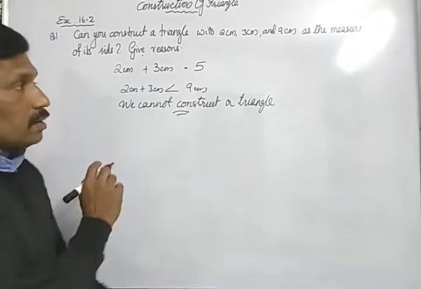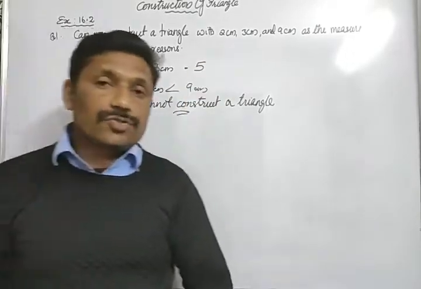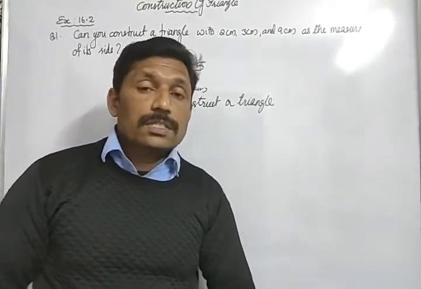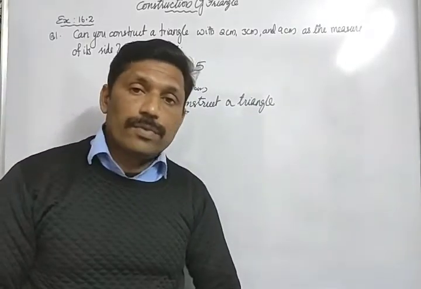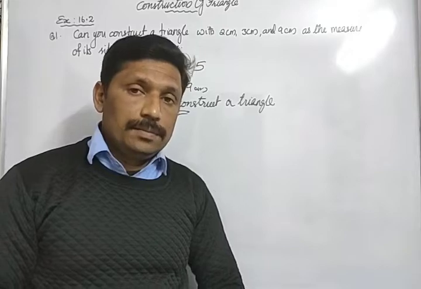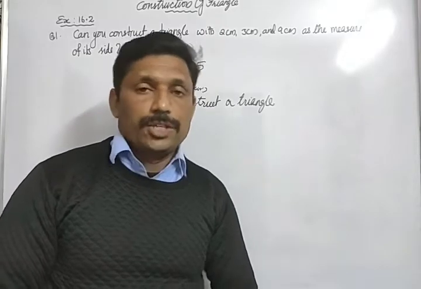So this is the answer. With this given measurement we cannot construct a triangle because the sum of these two sides is not greater than the third side. Therefore we cannot construct a triangle with this measurement.